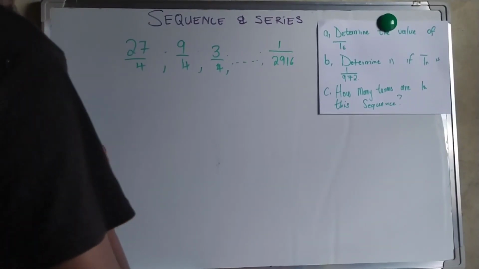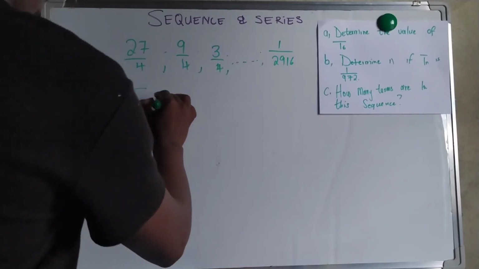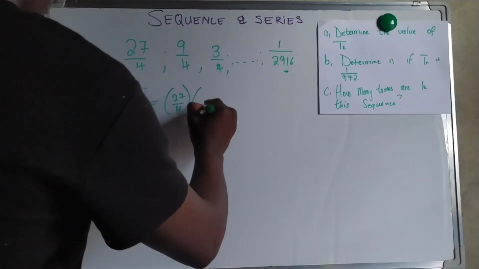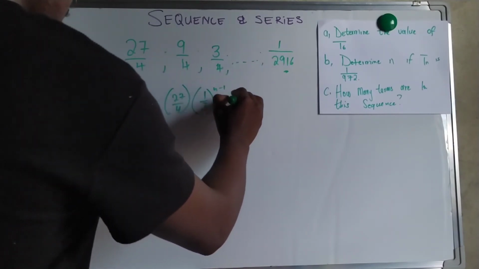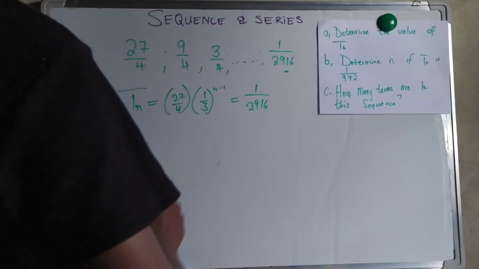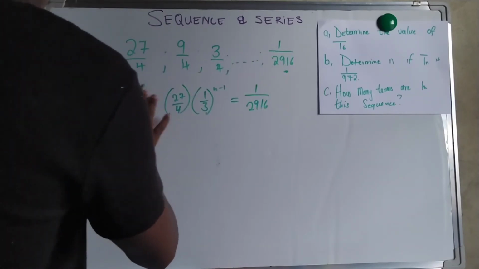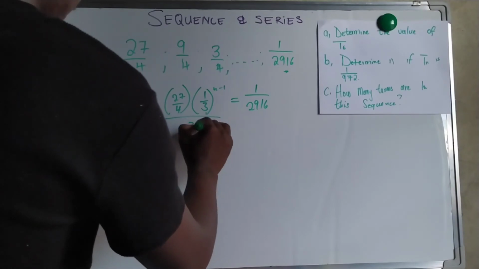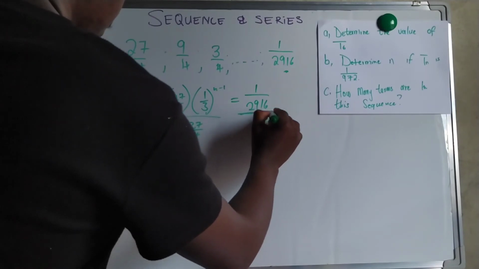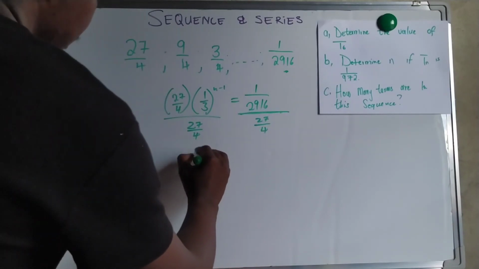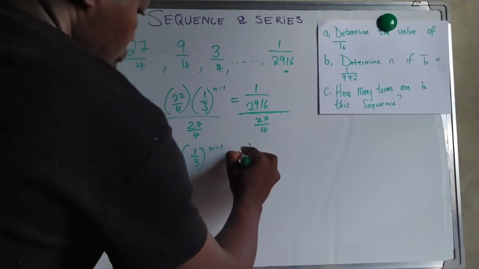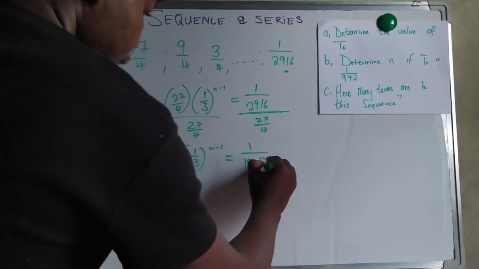Okay, so the last question, how many terms are in this sequence? We're going to repeat what we did in the previous question, but in this case we're going to use this. So we say equal to 1 over 2916. Okay, because this is our last term of the sequence. Then we divide by 27 over 4. We divide by 27 over 4. And the emphasis is on this big division sign. So we'll have 1 over 3 to the exponent n minus 1 equal to, so here you'll have 1 over 19683.